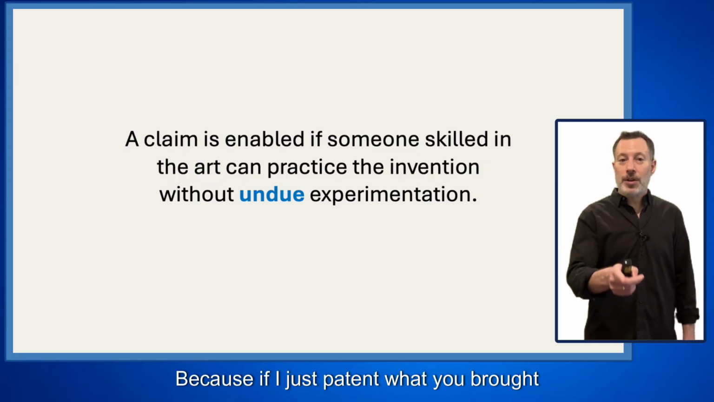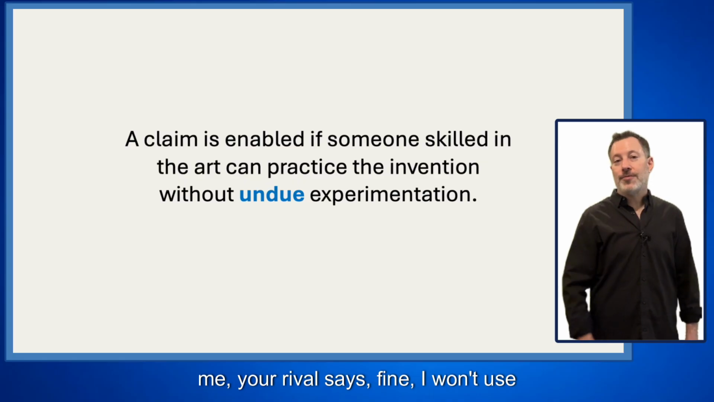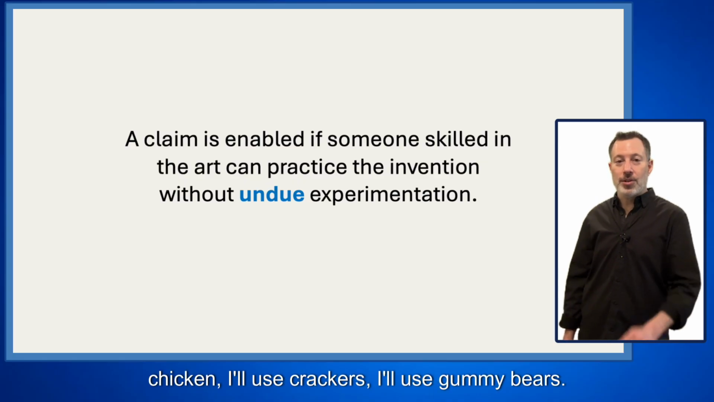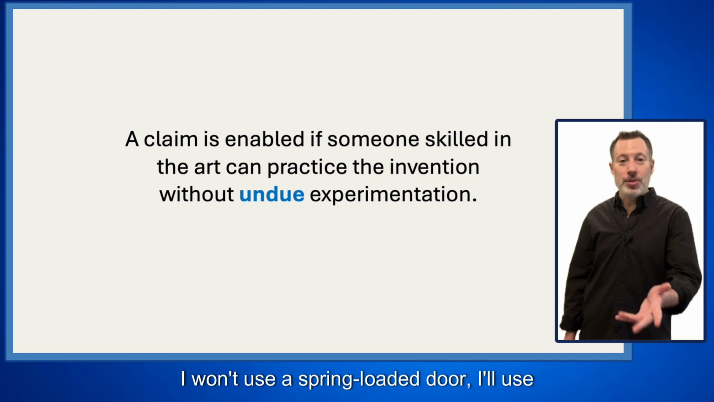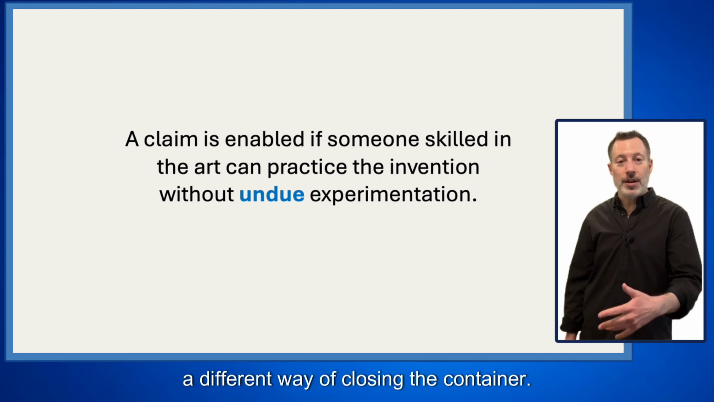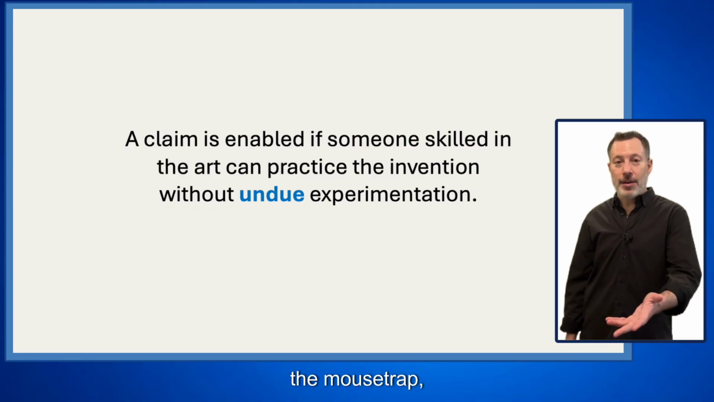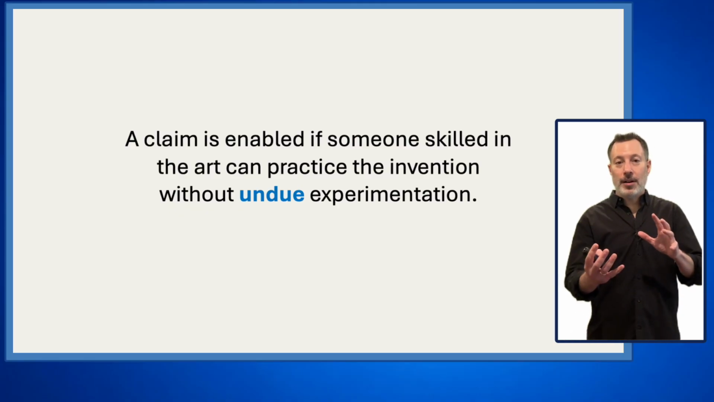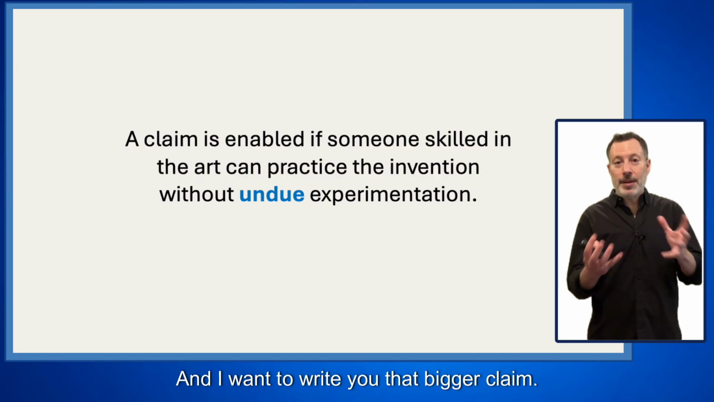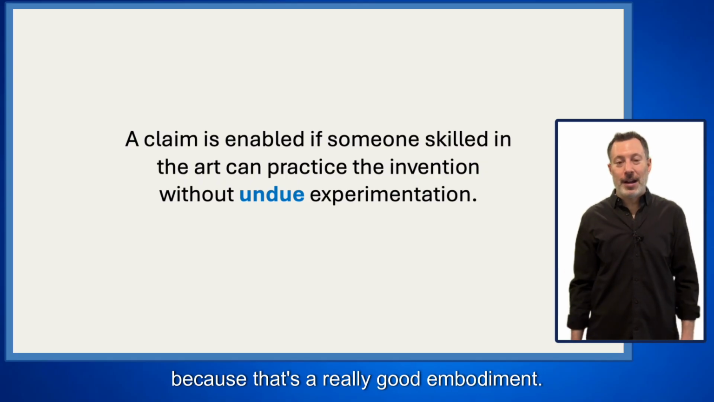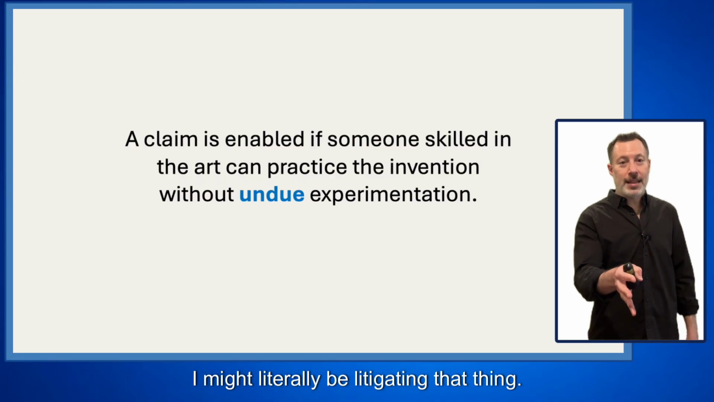Because if I just patent what you brought me, your rival says, fine, I won't use cheese, I'll use crushed chicken, I'll use crackers, I'll use gummy bears, I don't know. I won't use a spring-loaded door, I'll use a different way of closing the container. Right? What you really invented, if you invented the mousetrap, is something bigger. And I want to write you that bigger claim. Right? I might claim exactly what you brought me, because that's a really good embodiment. I might literally be litigating that thing.